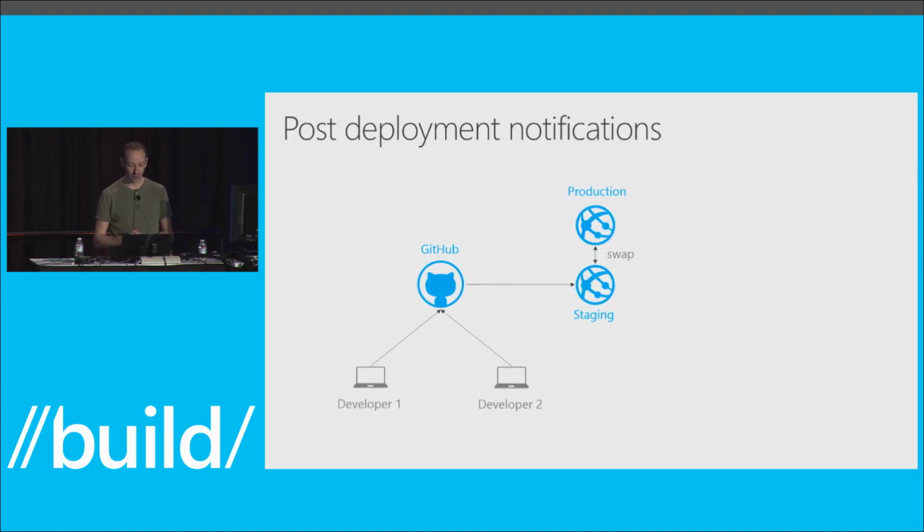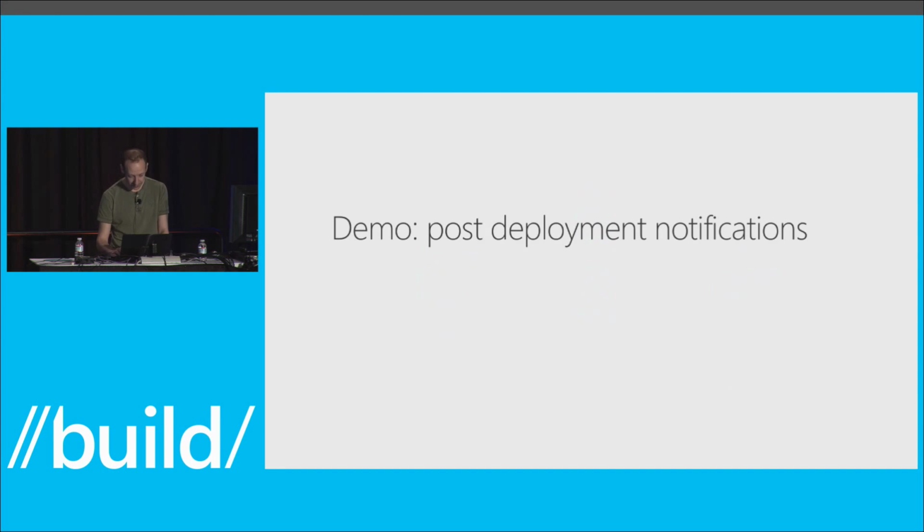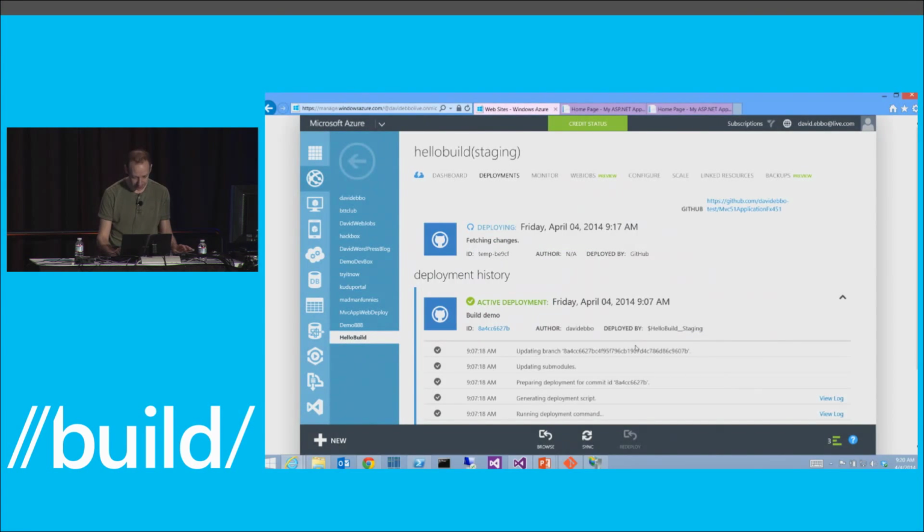So the diagram here is, this is the same I showed you earlier, and now we're adding the fact that whenever you deploy to staging, it's going to inform some external source, which could be Zapier, which could then send you a text message or post to Twitter, Facebook, anything that they support. And if you're not familiar with Zapier, I'll show you this site. So let's move to that demo.